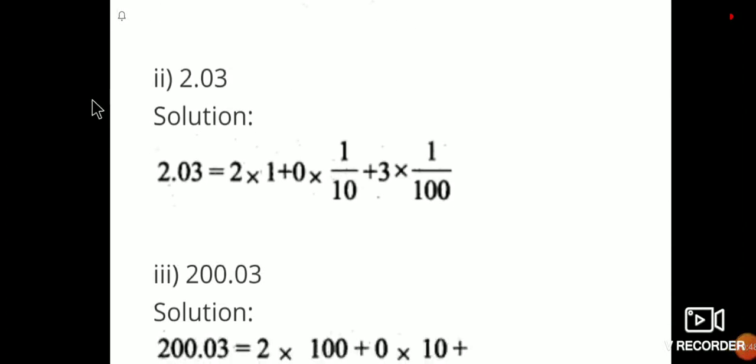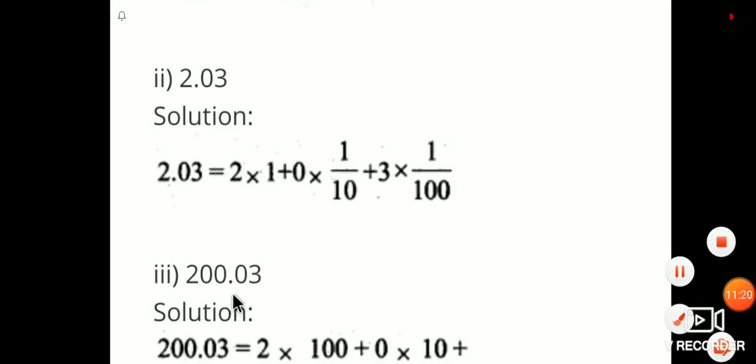And second one, 2.03. Here the unit place will be there, then the 1 by 10th place, 1 by 100 place. That means we should expand the given number. 2.03 is equal to 2 into 1 in the unit place, plus after the decimal point is 1 by 10, 1 by 100, 1 by 1000 and so on. That is 0 into 1 by 10 plus 3 into 1 by 100.